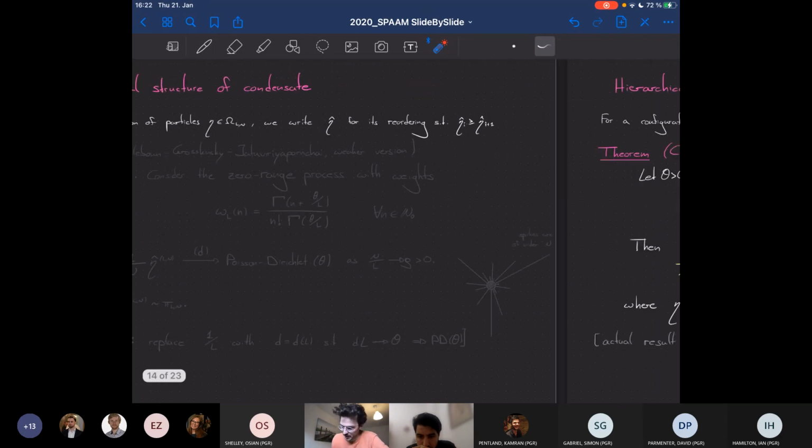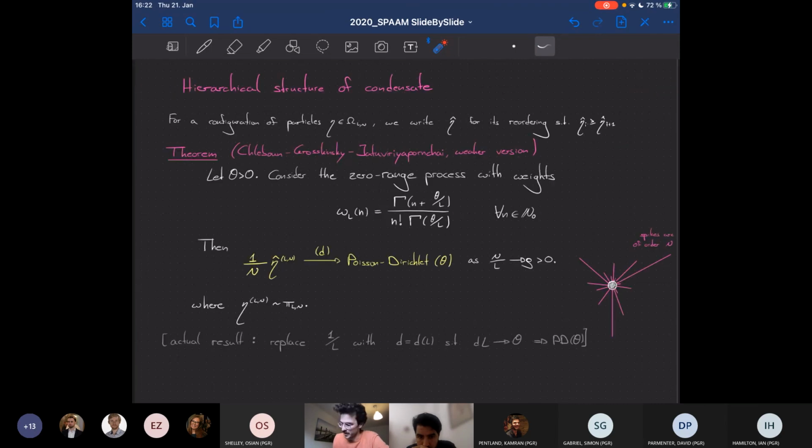Then a recent result by Paul Stefan and one of the former PhD students, where in fact I only state a bit of a weaker version here. You choose a theta arbitrary positive, and then you have a zero range process with weights of the following form. We have these W_{L,N} here. So now our weights depend on the system. I will talk about these weights a bit more in the next slide. For now, just think about it as a generalized binomial coefficient.